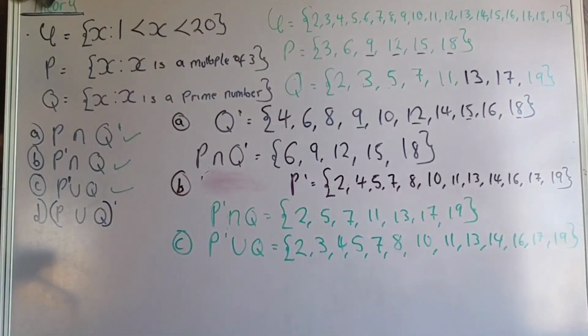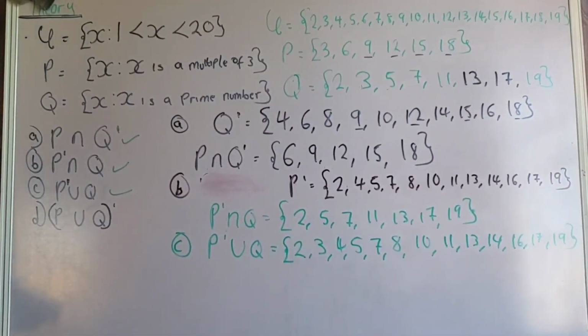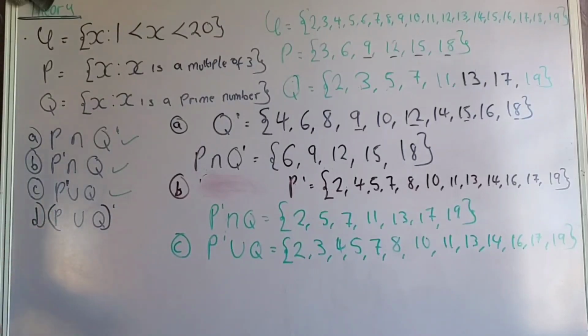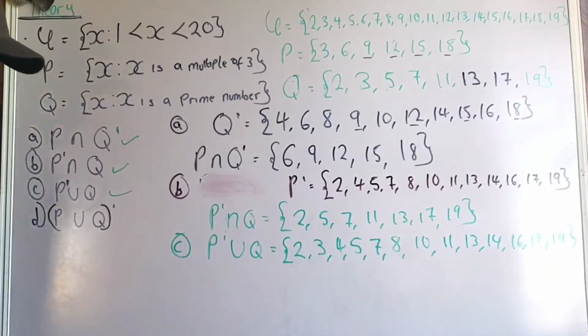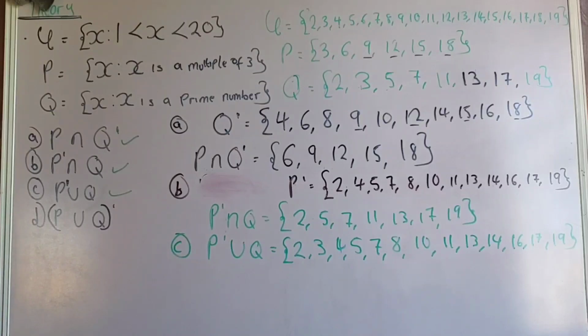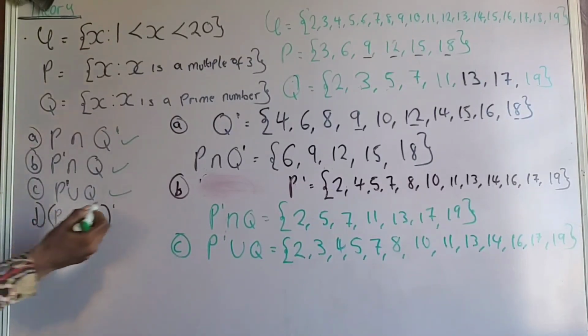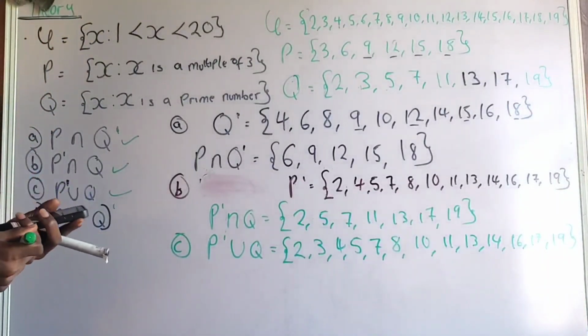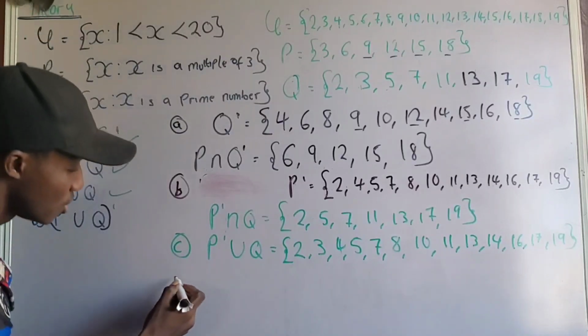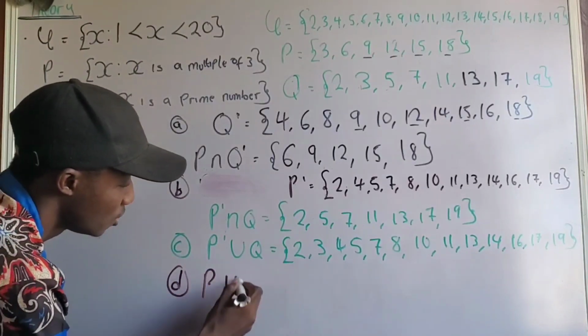Okay, let's look at the fourth one. The fourth one says we should find P union Q complement. Okay, now look at this. Before we can find P union Q complement, we first have to find P union Q. You understand? And I told you that the union of a set refers to listing out all the elements that are present in both sets without repetition. So to get P union Q complement, the first thing is that we have to first find P union Q. Okay? So let's get P union Q.